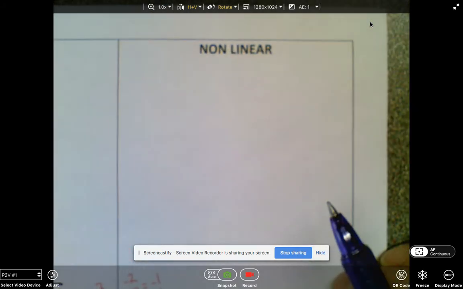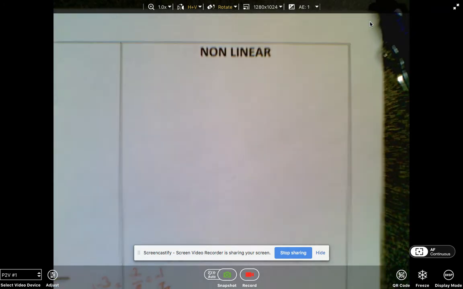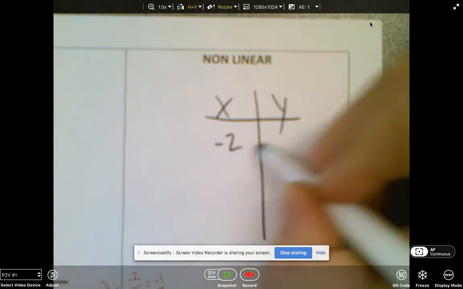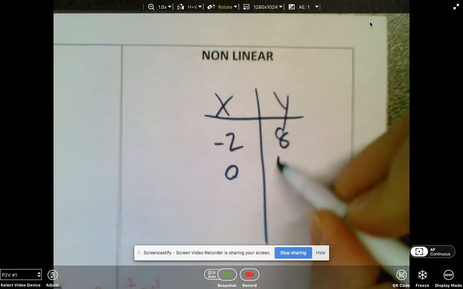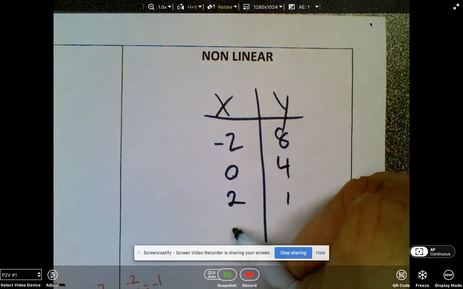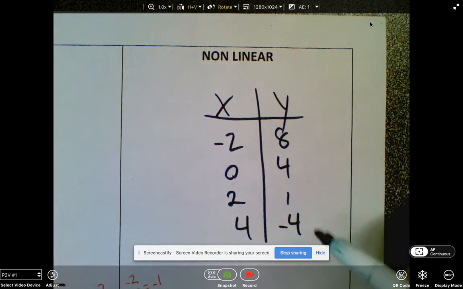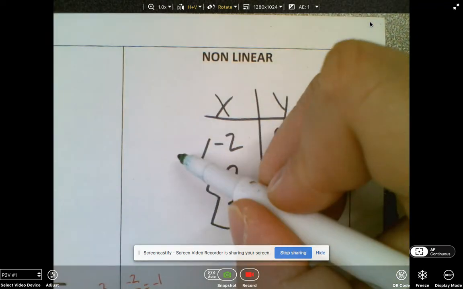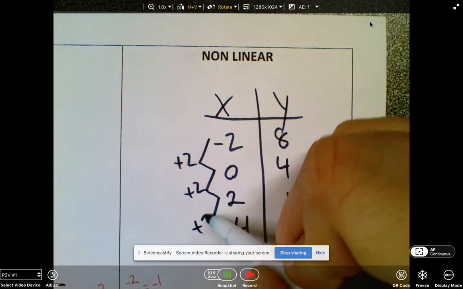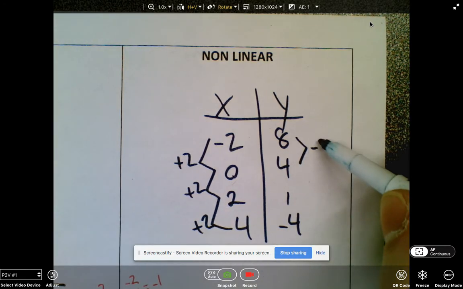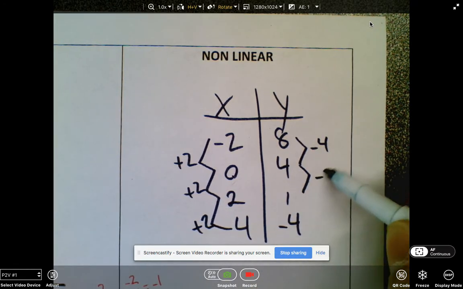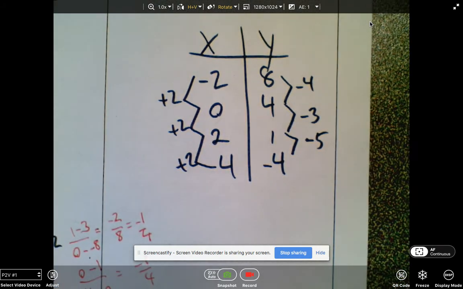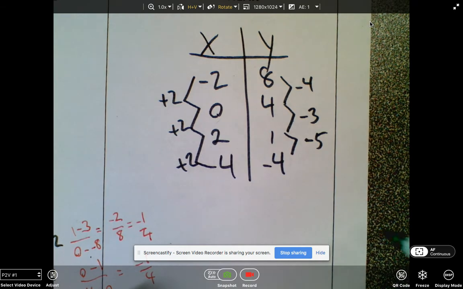All right, and here's the last example of a nonlinear. These are easy to make. So you have x, y. We'll do -2, 8, 0, 4, 2, 1, and then 4, -4. So at first you kind of look here and think, oh look, it's going up by 2, must be linear. Then over here, there's a problem. It goes down 4, down 3, and then down 5. So you're thinking to yourself, all right, maybe something doesn't look right. It's not linear. Let me check a couple slopes.